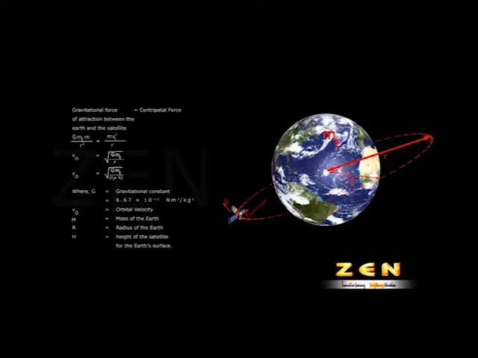Hence, v_o is equal to square root of G M_e by r, that is square root of G M_e by R plus h, where G is the gravitational constant, which is 6.67 into 10 to the power of minus 11 Newton meter square per kg square. v_o is the orbital velocity. M is the mass of the Earth. R is the radius of the Earth. h is the height from the Earth's surface.